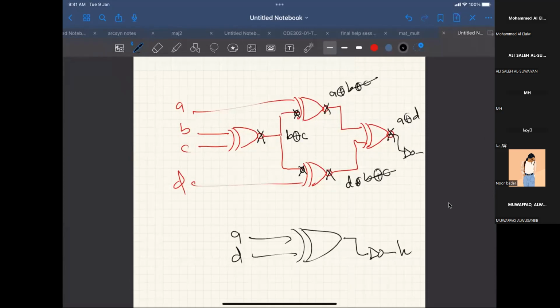Both are unique, minimal. I'm talking about minimal standard form and canonical form. Canonical cannot be minimal, of course. It can be minimal, but it's not necessarily minimal.